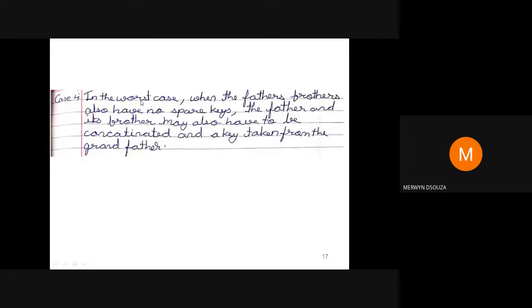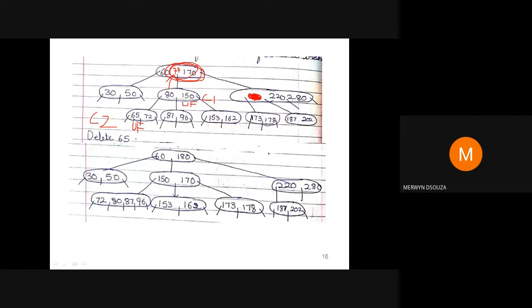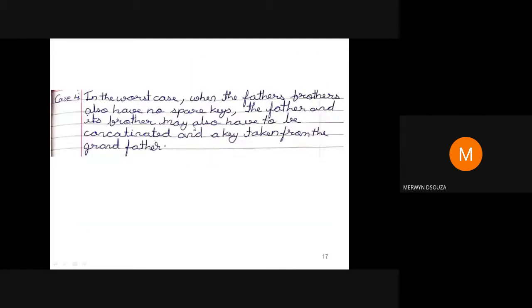Okay. So your fourth case is nothing but when, like you can read here, the father's brothers also have no spare keys, and the father and the brother may have to be concatenated, and a key has to be taken from the grandfather. Okay. So basically it means that here there was an underflow. So you solved it by borrowing from this level. Then some underflow caused here. So you have to borrow from the grandfather level and solve the problem. So basically we are just going to apply either the case 1 or case 2, because case 3 anyways is a combination of case 1 and case 2. So that is what it means.